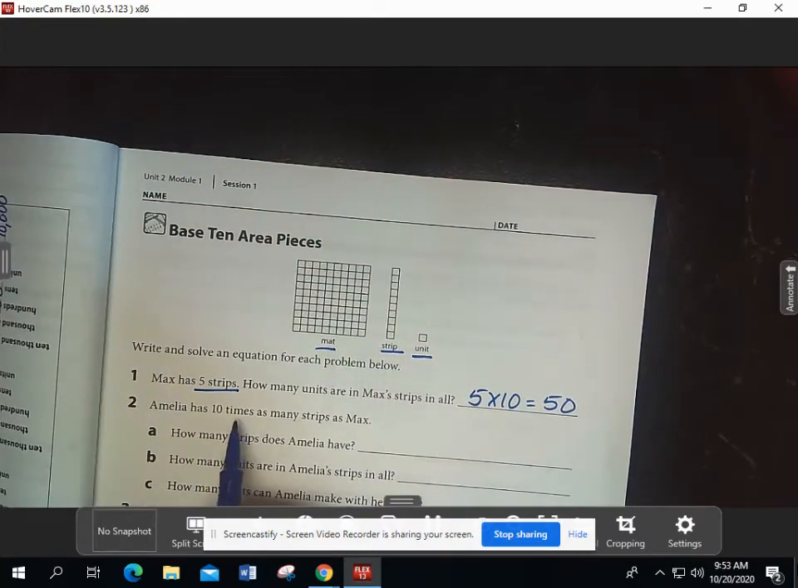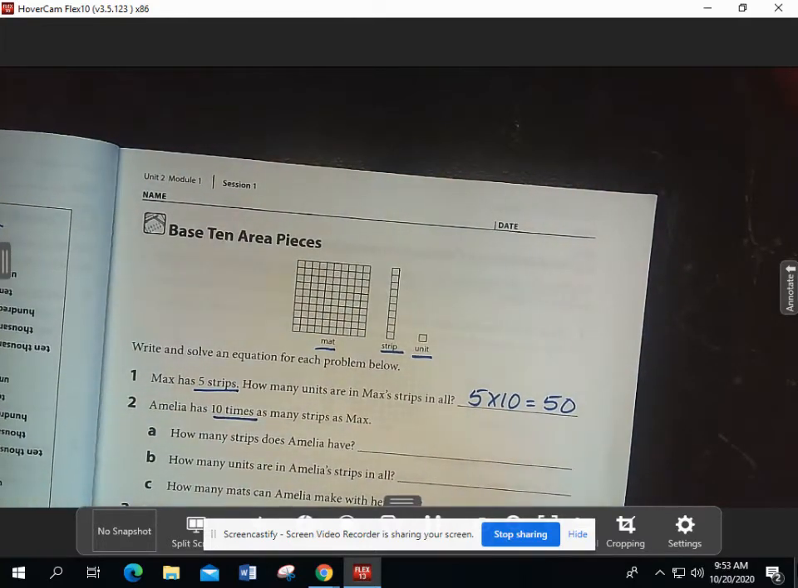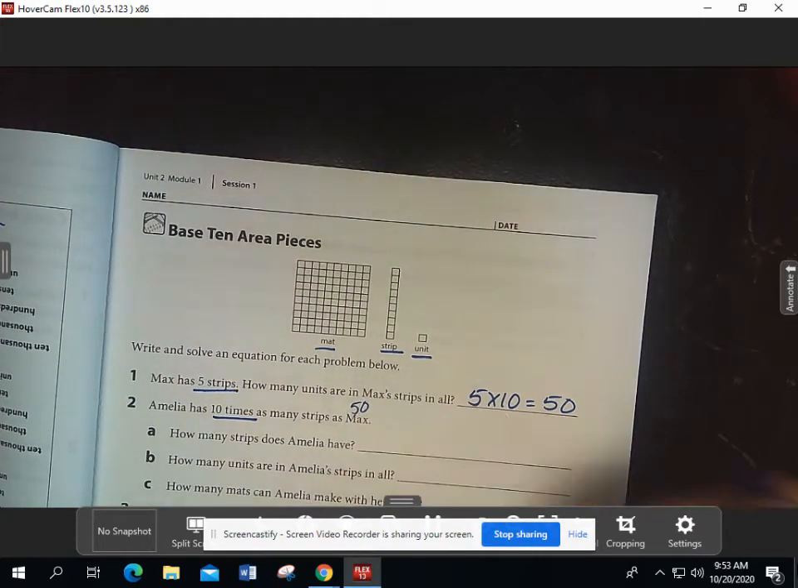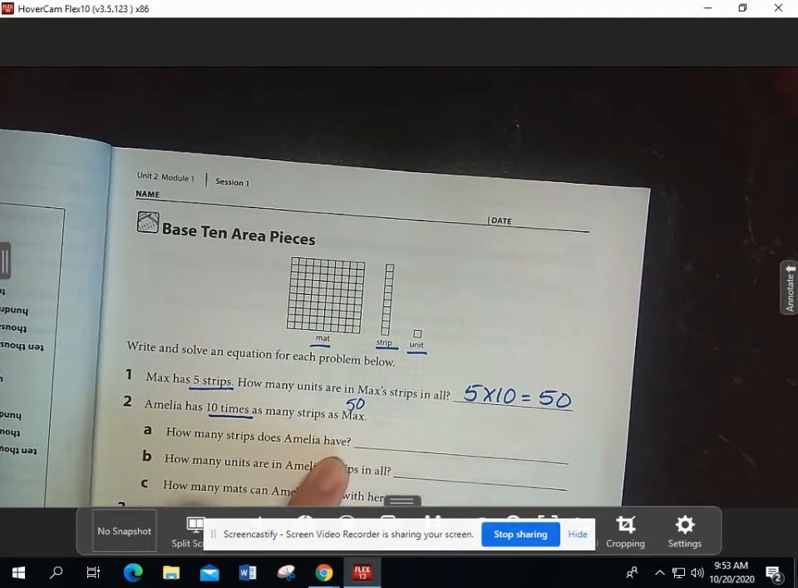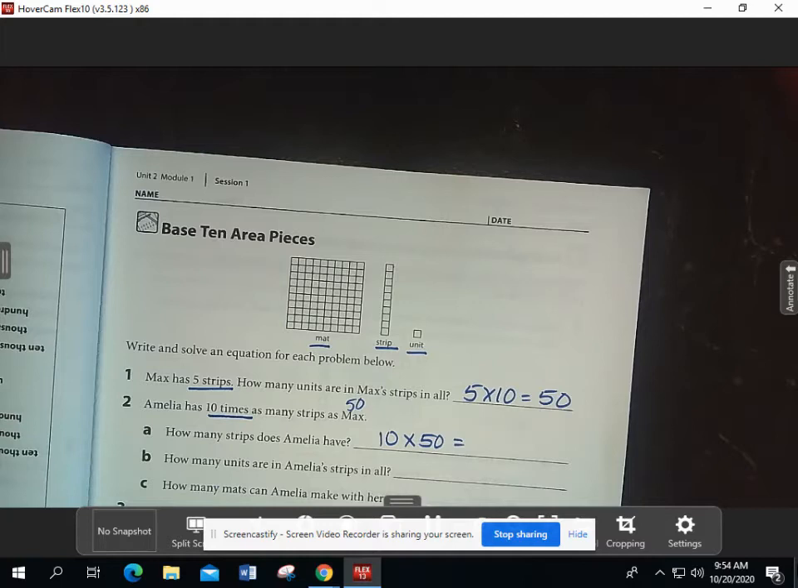Okay, Amelia has 10 times as many as Max. How many does Max have? I'm going to put the number above Max's name so I know. 50 times 10. How many strips does Amelia have? How would I write that as an equation? Adrian. 50 times 10. Oh, that's hard. Huh, how do we figure this out? Luke, how did you figure it out?